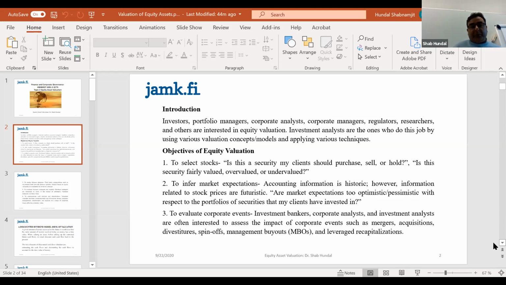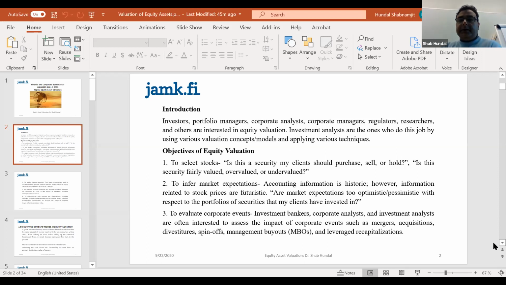Why do we study this topic? To select the stocks. Let me paraphrase this: is this a security my clients should purchase? If you are a fund manager, you can ask yourself, should I buy Marks and Spencer? Should I sell Marks and Spencer? Should I give a recommendation to my client that if they have it, then hold it, don't sell it yet?